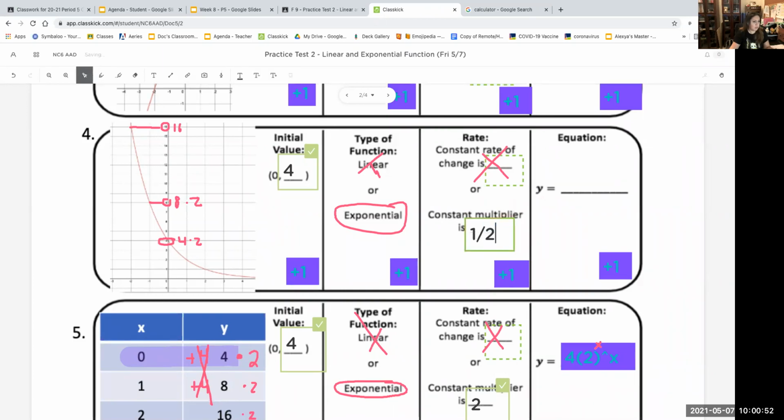It's not 2. It shouldn't be. Oh, yeah, it is. Because we're multiplying everything by 2. Yeah, my multiplier is 2 because I'm multiplying everything by 2. Just kidding. And then my equation is 4, 2, and then x.